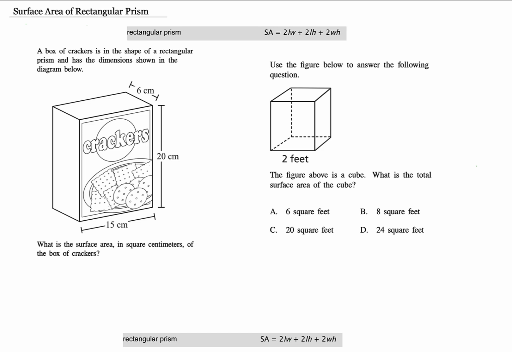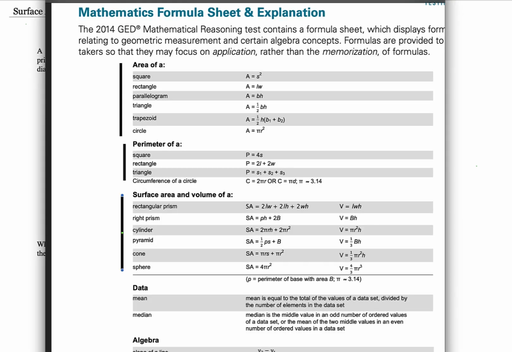Now, the best thing about the GED is that you don't have to memorize the formulas. In the formula sheet, they actually have area of square, rectangle, parallelogram, triangle, and trapezoid, and circle. So you don't have to memorize. They also have the perimeter of a square, rectangle, triangle, circumference of a circle. For circle, we don't say perimeter, we say circumference. So again, you don't have to memorize.